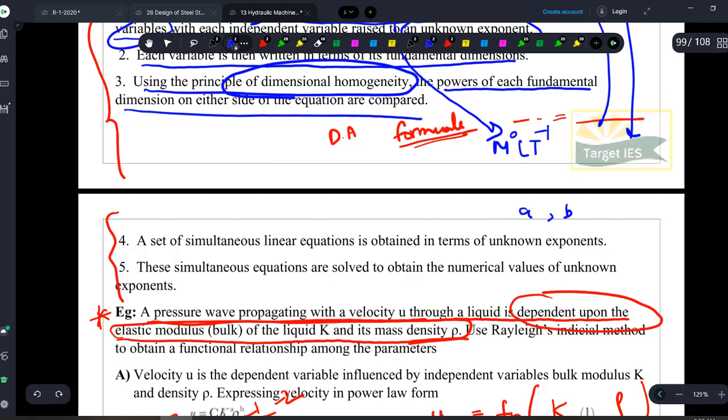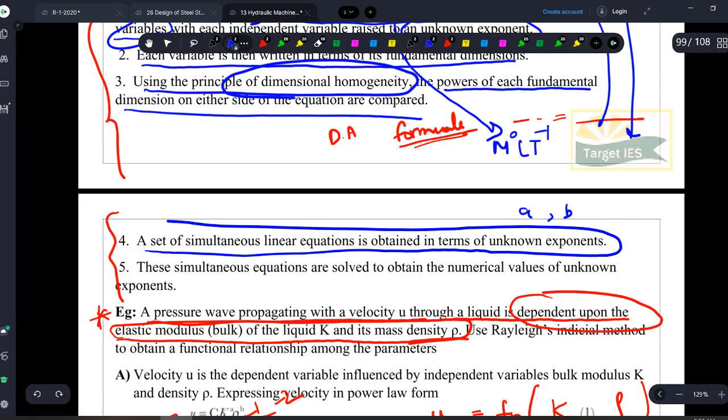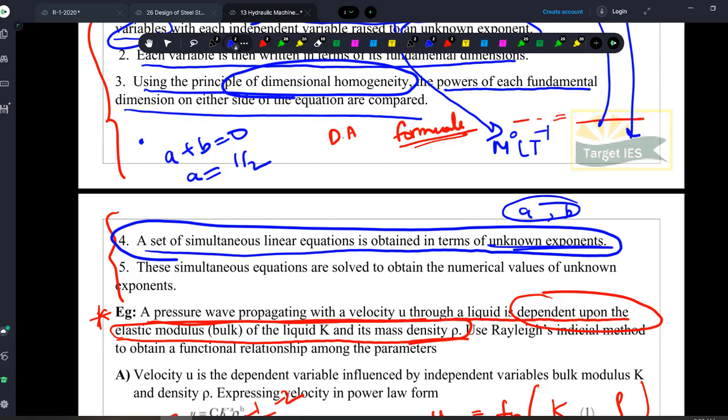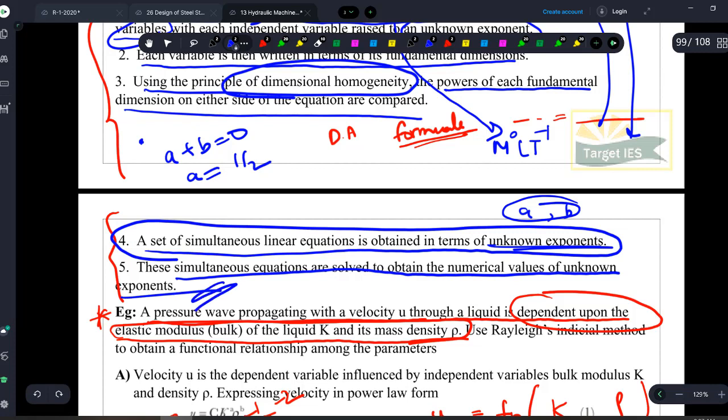So what we got is a set of linear equations, and from here we got the values of the unknown exponents. We had a plus b is equal to 0, a is equal to 1 by 2, a minus 3b is equal to 1, something like that, right? We got three equations. So from these equations we can get the values of a and b, and once we get them we will get the equation which we were trying to derive. These simultaneous equations are solved to get numerical values of the unknown exponents and your problem is done. Once you substitute the unknown exponents, you will get C k to the power of 1 by 2 rho to the power of minus 1 by 2, or velocity is equal to C under root k by rho, which is my formula. I hope it is very clear for you.